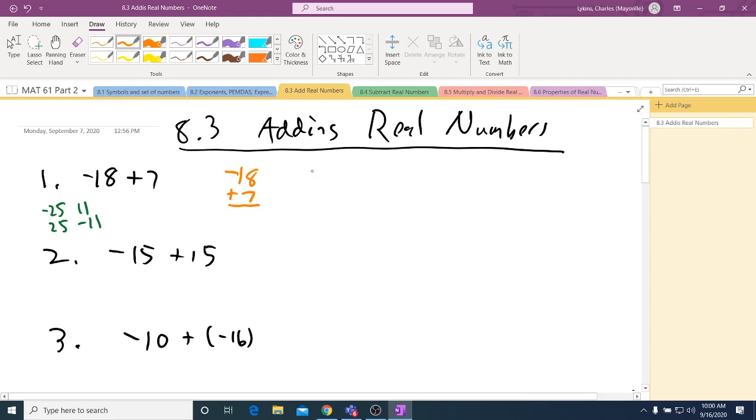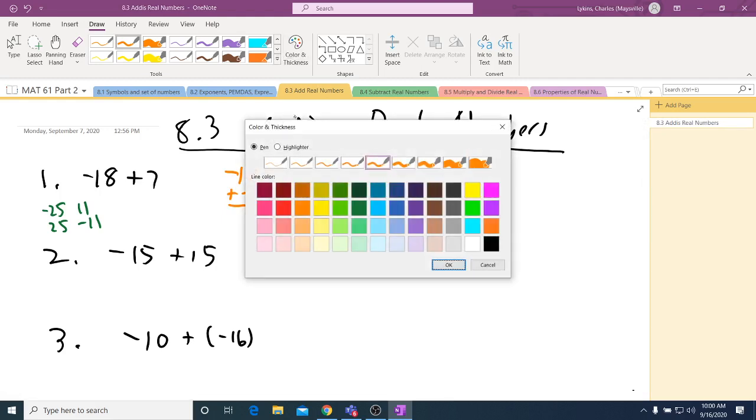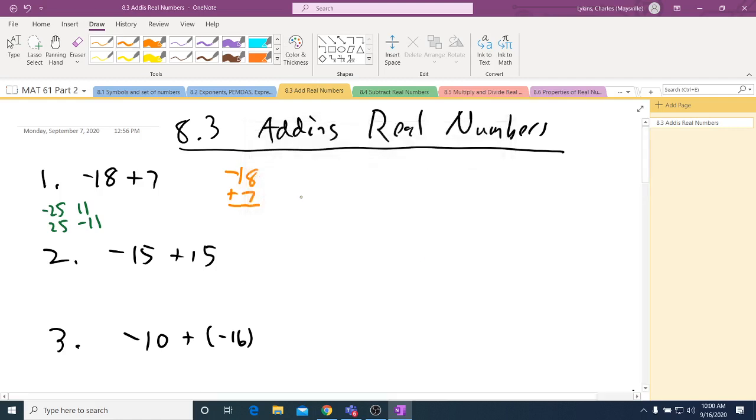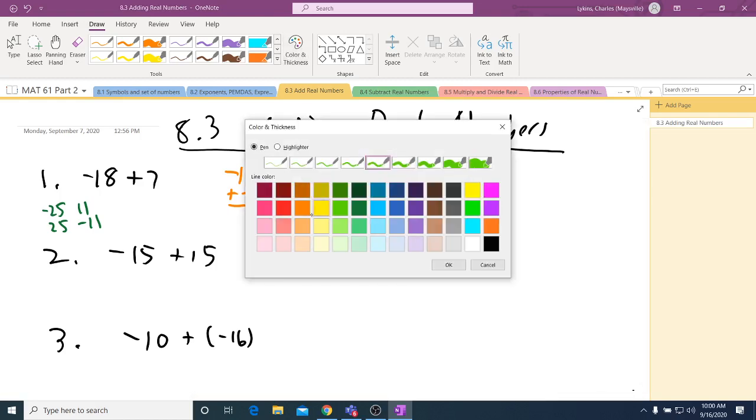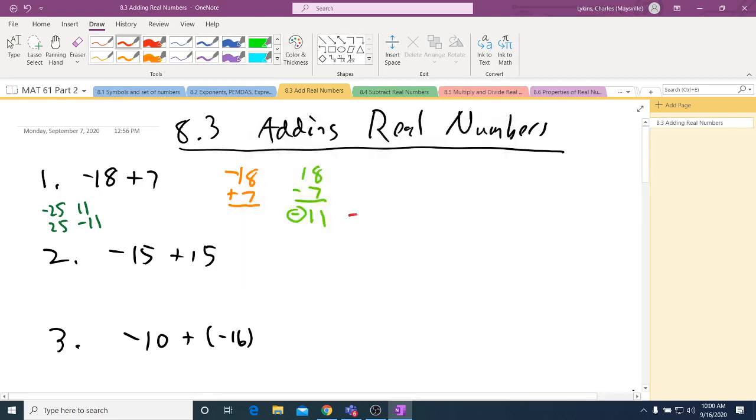Now, one method you can use would be switch the signs. So now that 18 is positive, now you're subtracting 7, which gives you that 11. But by switching the sign, since that's positive, that's going to turn negative. So my answer is going to be negative 11.